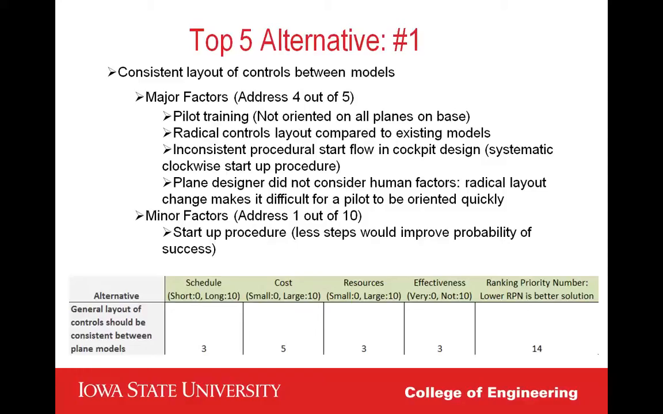At the bottom of the slide, we can see a table with the RPN analysis we performed for this alternative. From a schedule standpoint, we said it shouldn't add extra time to the design of the plane. From a cost perspective, we think that the impact is going to be moderate. At the end, we have a requirement that the designer must meet, which could add cost to the design. For resources, we think it will not take substantial increase of resources, so we keep that one low at 3. The implementation of this alternative is not a guarantee, but we consider that keeping the controls on the same location should be highly effective.